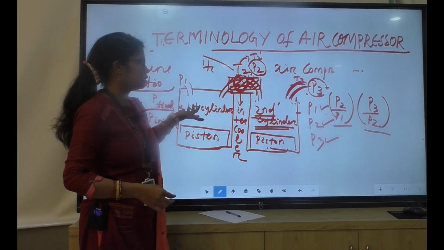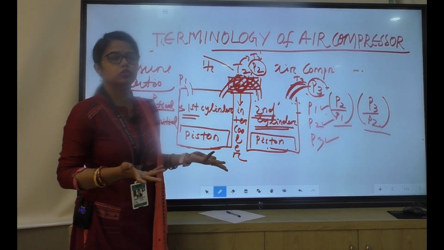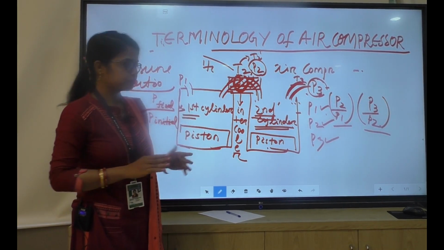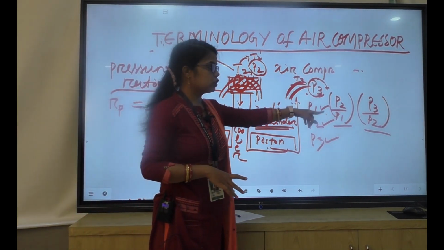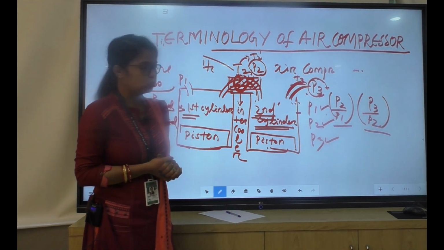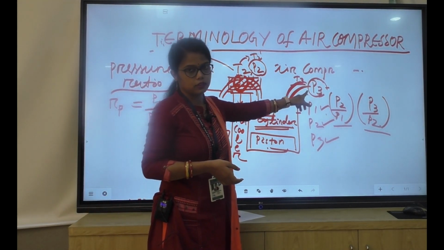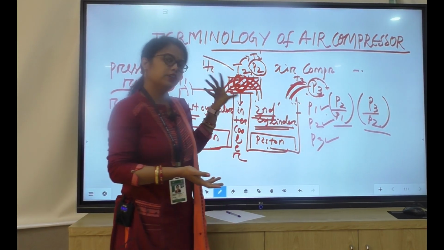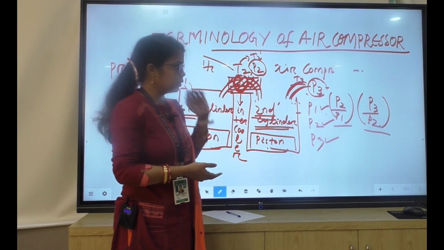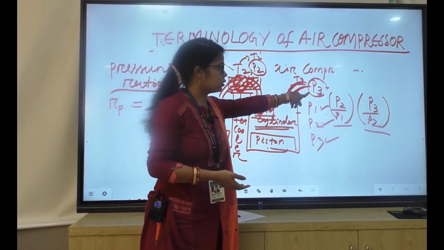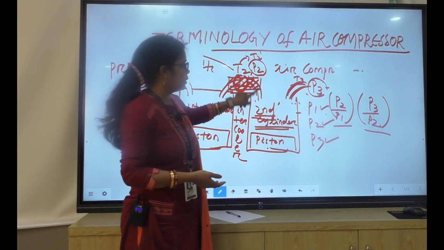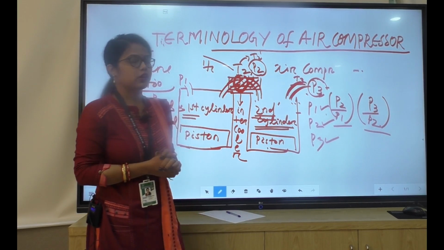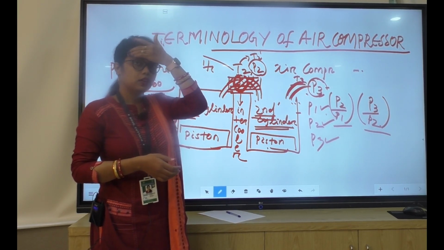That means for the first cylinder we have maintained, suppose pressure ratio 10, that means P2 divided by P1 is 10. Clear? Then another pressure ratio is P3 divided by P2. So, P3 is the final pressure, that is exit after the second cylinder, and P2 is the intermediate. So, final pressure after the compression and initial pressure for the second cylinder, that is P2, that ratio is called P3 by P2.